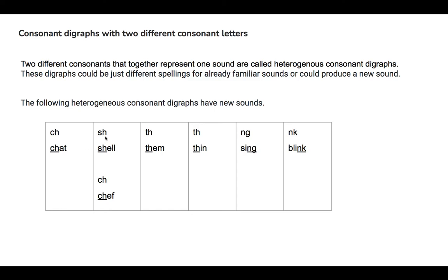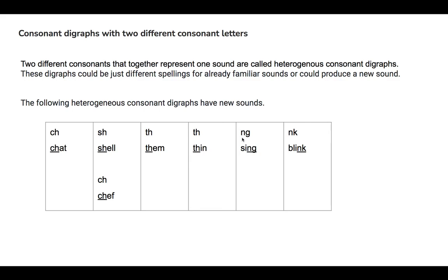The letters S and H produce the sound sh. For example, sh, e, l, shell. Sometimes the letters C and H produce the sound sh. For example, sh, f, chef. The letters T and H produce the sound th. For example, th, e, m, them. The letters T and H sometimes produce the sound th, as in thin.